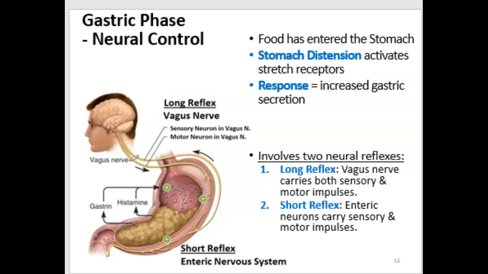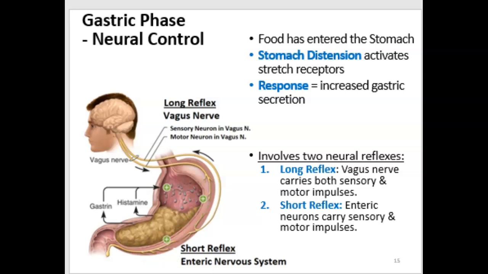But in addition, when those stretch receptors are activated, because the bolus has entered and now we've got a little bit of chyme too, a short reflex is instigated. That will happen entirely by neurons within the wall. So there'll be sensory neurons sending signals to motor neurons located just in the wall of the stomach, which keeps gastric juice production up as well as motility or muscular contraction.